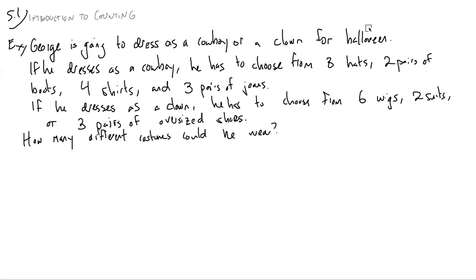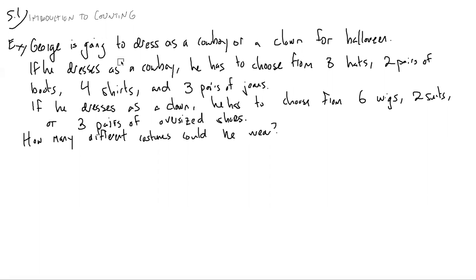Right, that's what a cowboy wears. If he dresses as a clown, he has to choose from 6 wigs, 2 suits, or 3 pairs of oversized shoes. How many different costumes could he wear? So to figure this out, we need to break apart the information and break it down to how George is going to make these decisions.